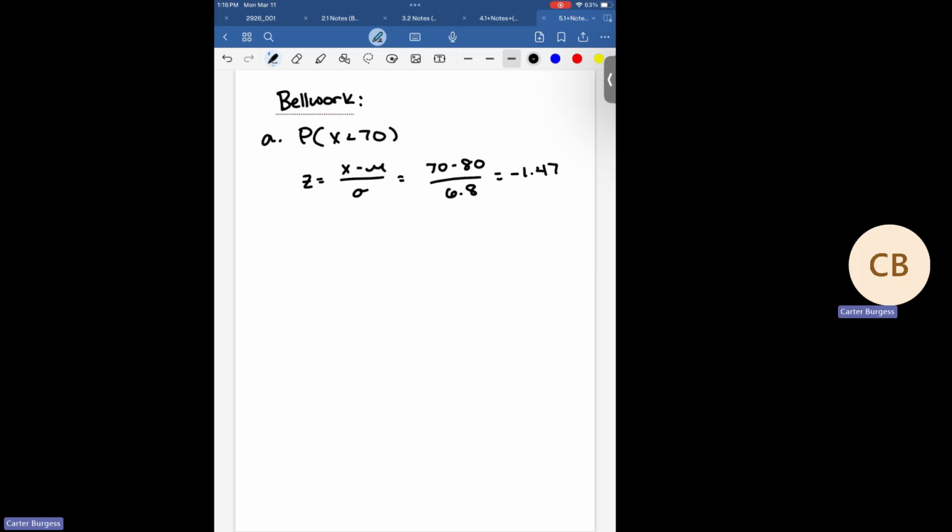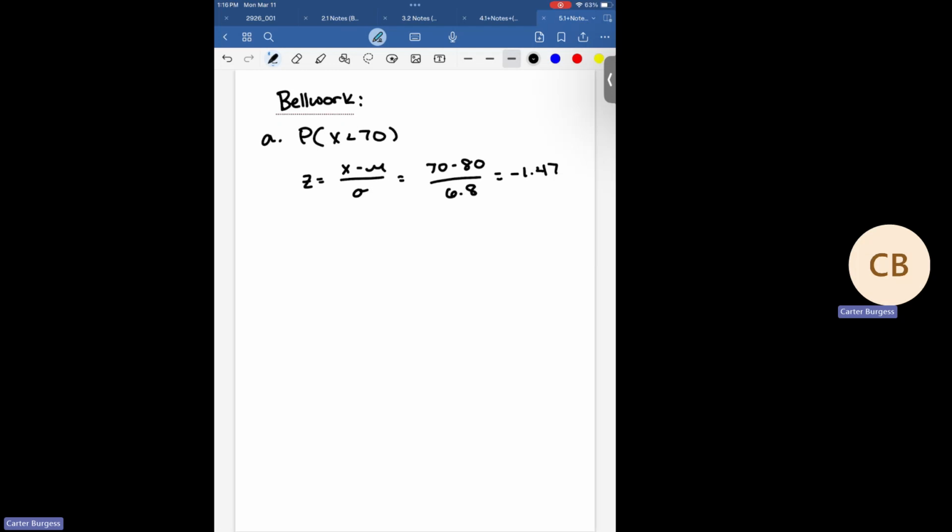Which should hopefully make sense. One standard deviation is 6.8. Half of a standard deviation would be 3.4. 6.8 plus 3.4 would be 10.2. And we are 10 below the mean rather than 10.2 below the mean. Makes sense.